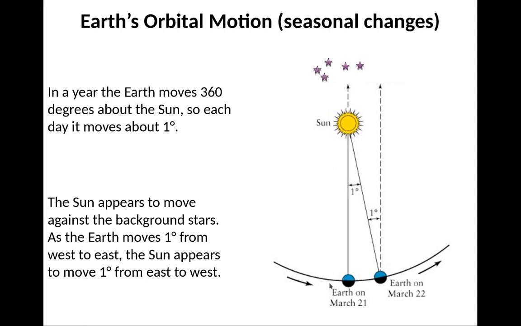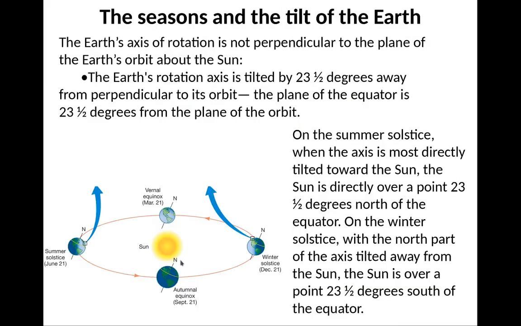Let's talk a little about Earth's motion. In a year, the Earth rotates around the sun, so that's 360 degrees. Every day it moves about 360 degrees divided by 365 days, about 1 degree or so. So if you looked at the sun relative to some background stars, the sun will appear to move about 1 degree west to east every day.